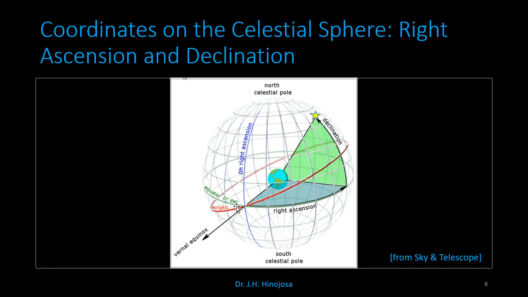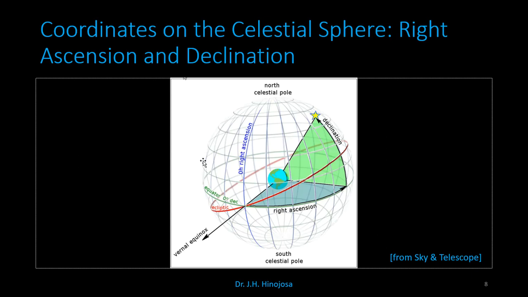What corresponds to longitude, or lines of longitude on Earth, are the right ascension lines, and these are relative to the point where the ecliptic intersects the celestial equator. In other words, during the vernal equinox, when the sun is on the celestial equator, that's taken to be the reference point for right ascension. So that corresponds to 0 degrees or 0 hours, because right ascension is measured in units of time.